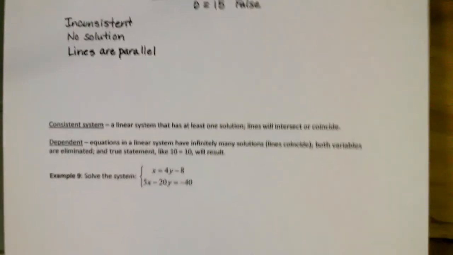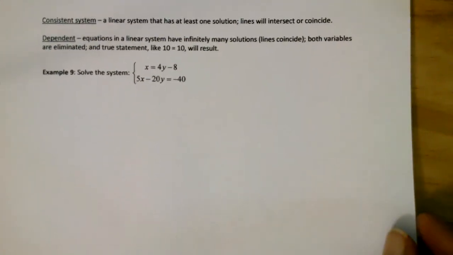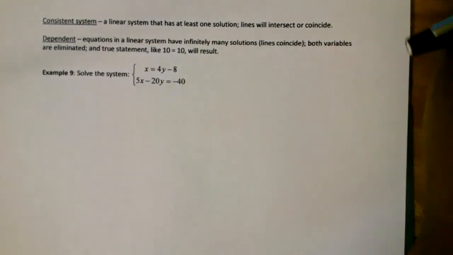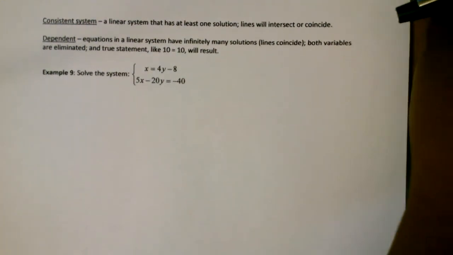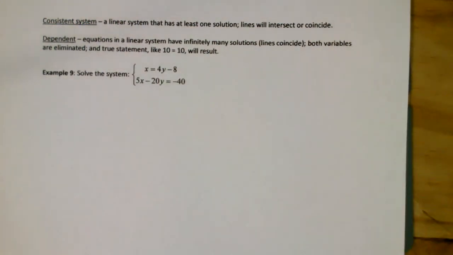All right, next is a consistent system. A consistent system by definition is a linear system that has at least one solution. So that means that the lines will intersect or coincide. Now, the ones that we did earlier were lines that intersected at a single point. Those are considered to be consistent systems. And sometimes they're called consistent and independent. Okay. Where the two lines intersect at a single point. Consistent and independent.